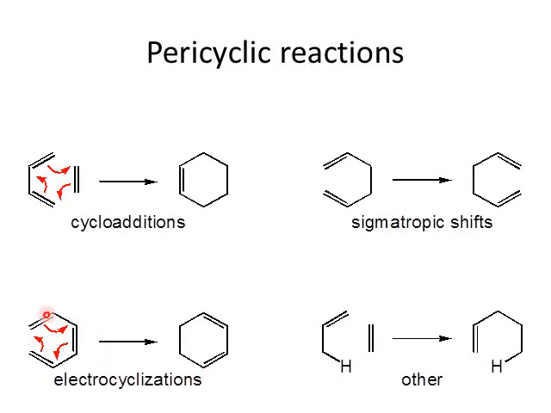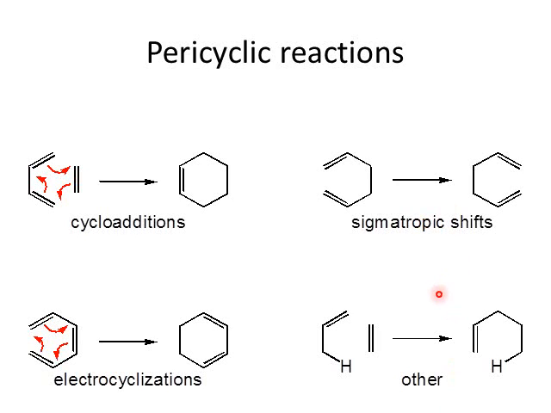Electrocyclizations similarly involve conjugated systems, but in this case we're starting from something acyclic, and we're making a sigma bond to close up the ring. And that involves moving 2 electrons from here to here, 2 from here to here, and 2 to be shared between these two to make that new sigma bond.